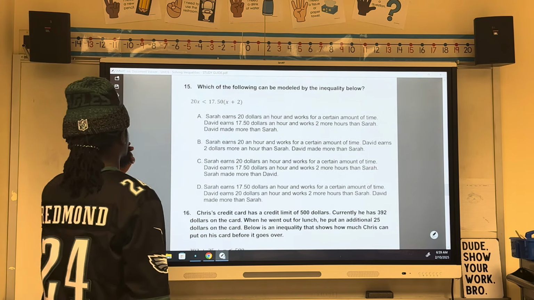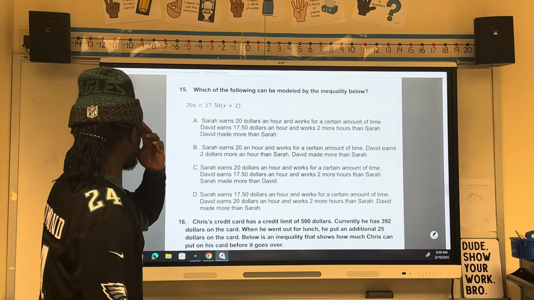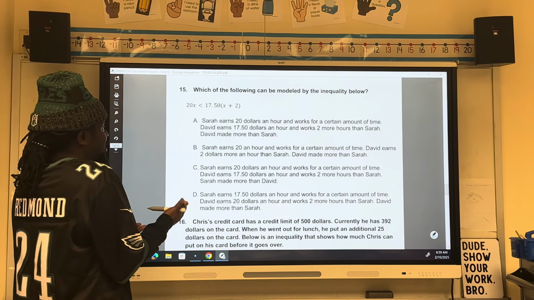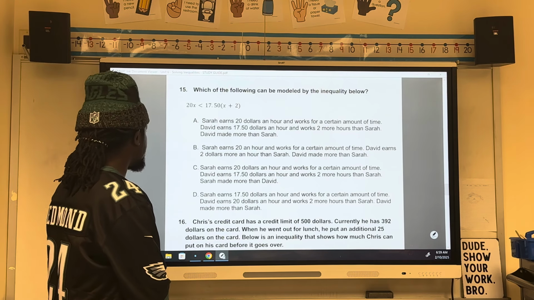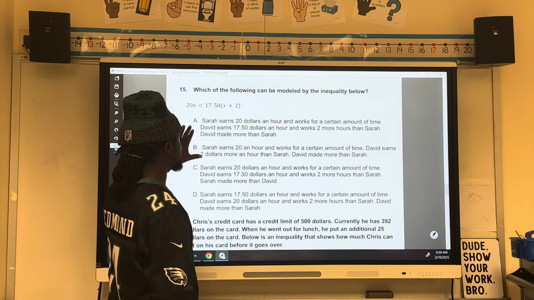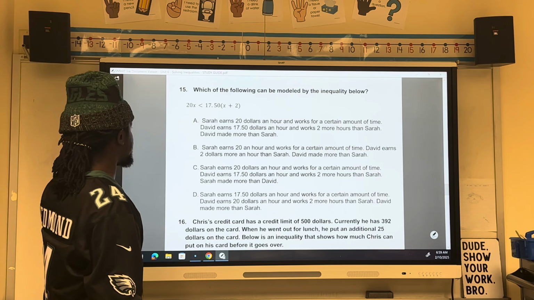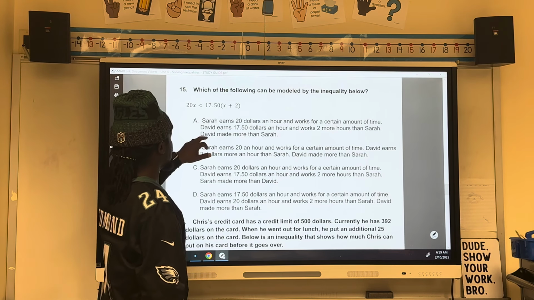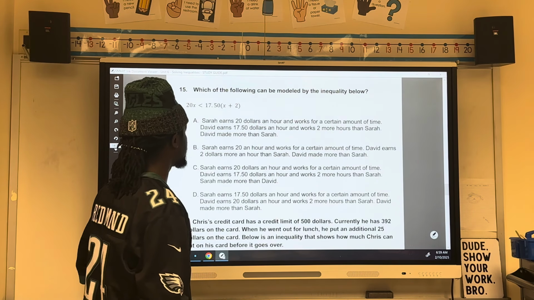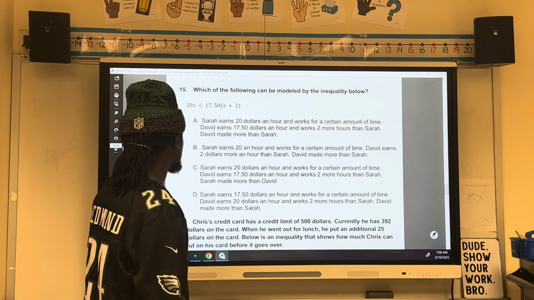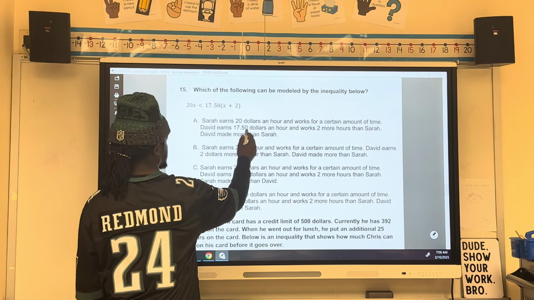All right. So again, this problem is probably one of the more difficult ones, just because there's a lot to keep in mind here, a lot to read. You just got to read it and match which inequality matches that. So Sarah earns, you got to just break each one down. Sarah earns $20 an hour and works for a certain amount of time. David earns $17 an hour and works 2 more hours than Sarah. David made more than Sarah. Okay, so again, Sarah earns 20 an hour. That looks like 20x.